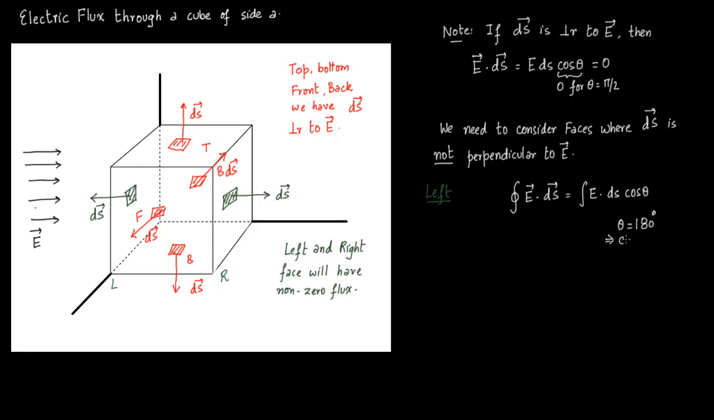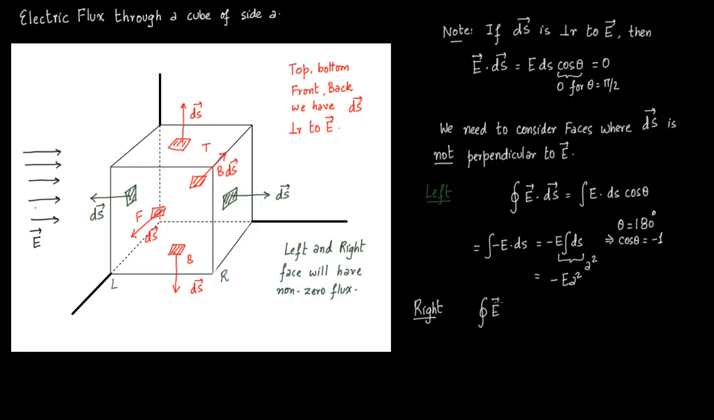So again we are talking about the left face. dS vector and E vector are pointing in opposite directions, so the angle between them is 180 degrees. That means cos theta is -1. So the integral now becomes minus E dS. Since E is independent of the surface area, you take minus E outside and then you integrate over the surface area. Since this is a cube of side A, the left face has area A squared. So we have computed the flux through the left side. It is minus E A squared, where A squared is the area of the left face.